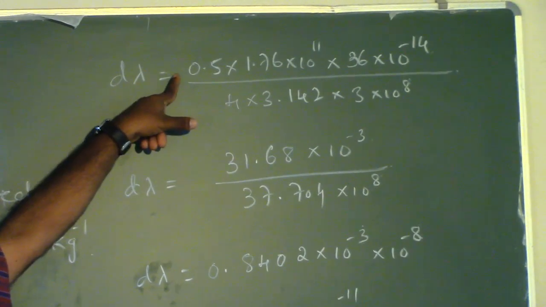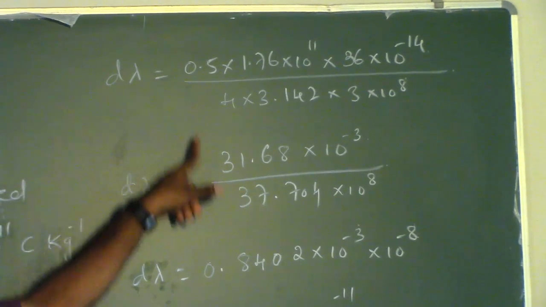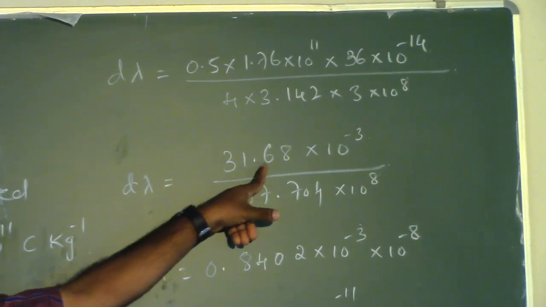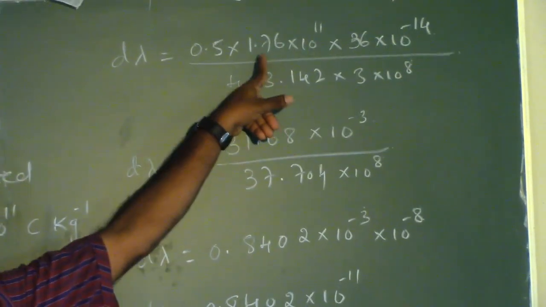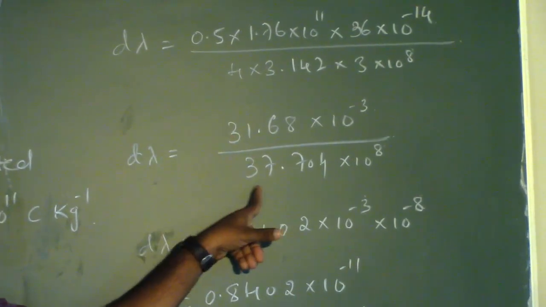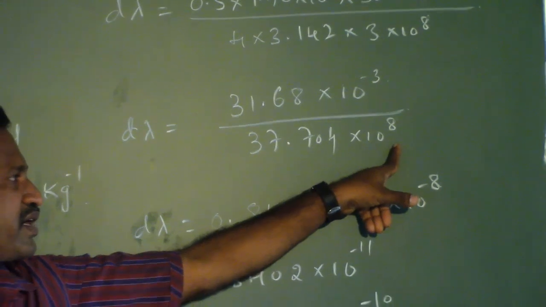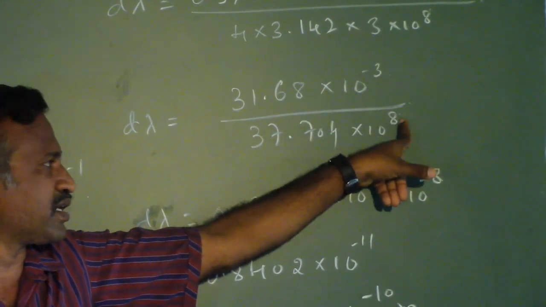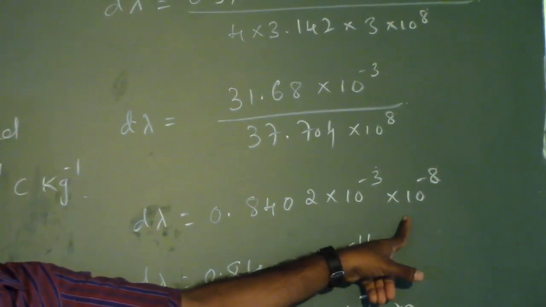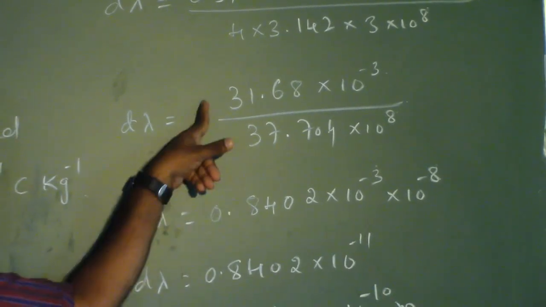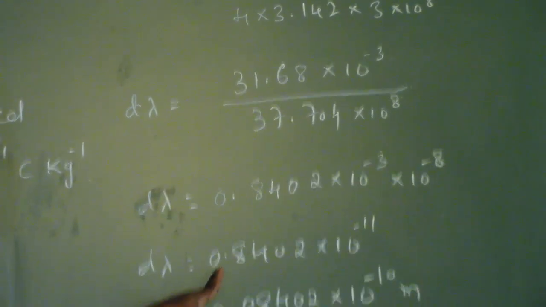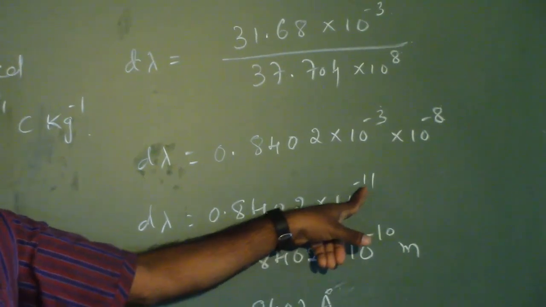If I multiply all these values, we will get the equation as 31.68 into 10 to the power of minus 3 in the numerator and 37.07 into 10 to the power of 8 in the denominator. If I take this 10 to the power of 8 from the denominator to the numerator, it will be 10 to the power of minus 8, and after simplifying these two things we will get the answer as 0.8402 into 10 to the power of minus 11.